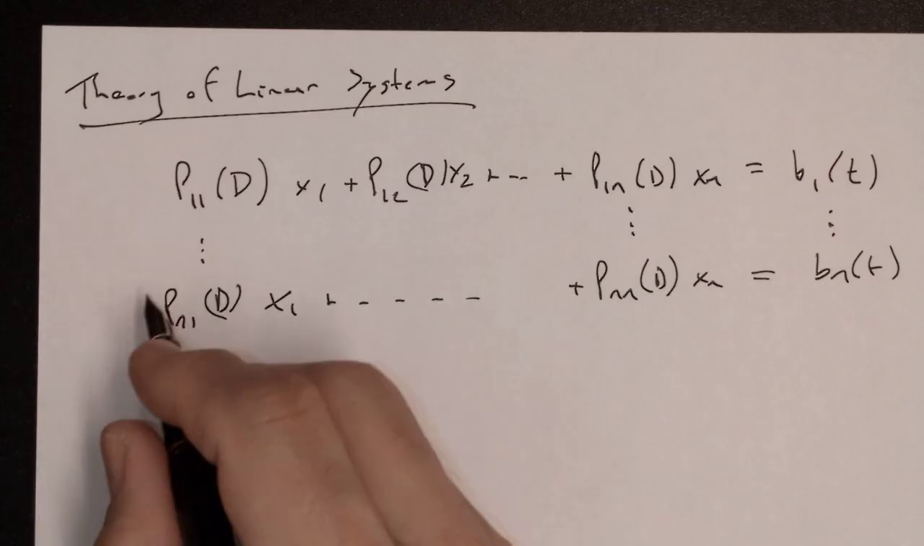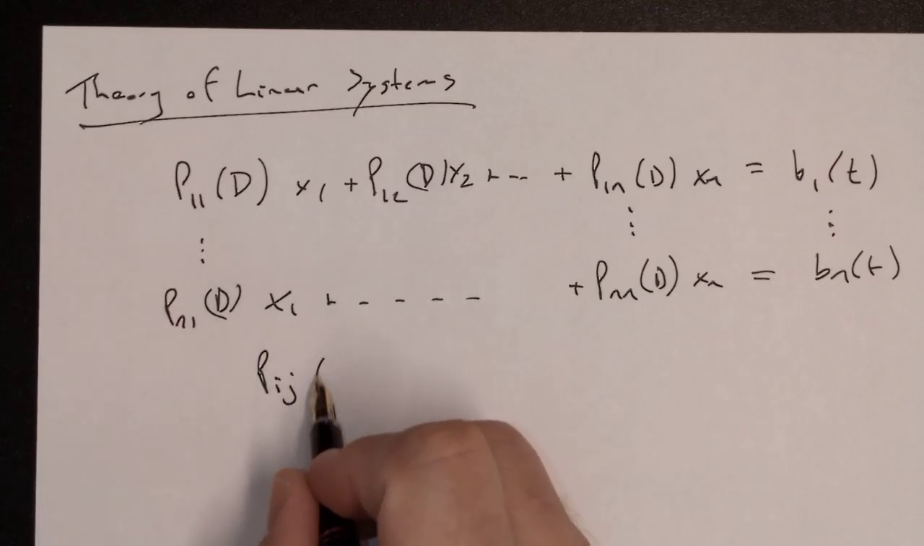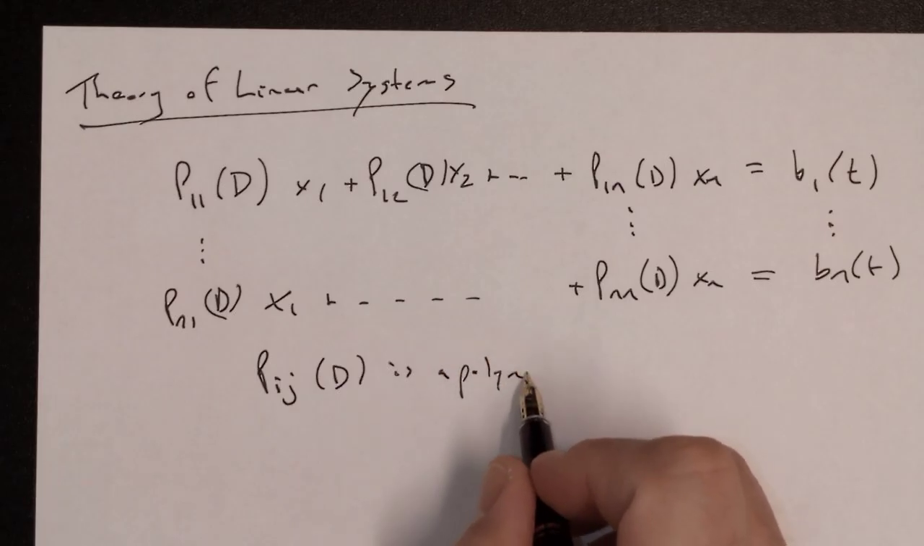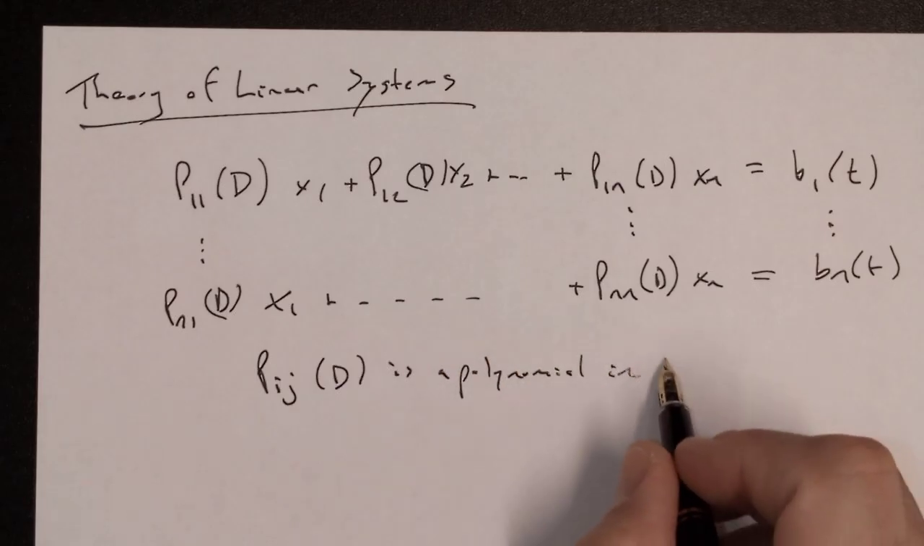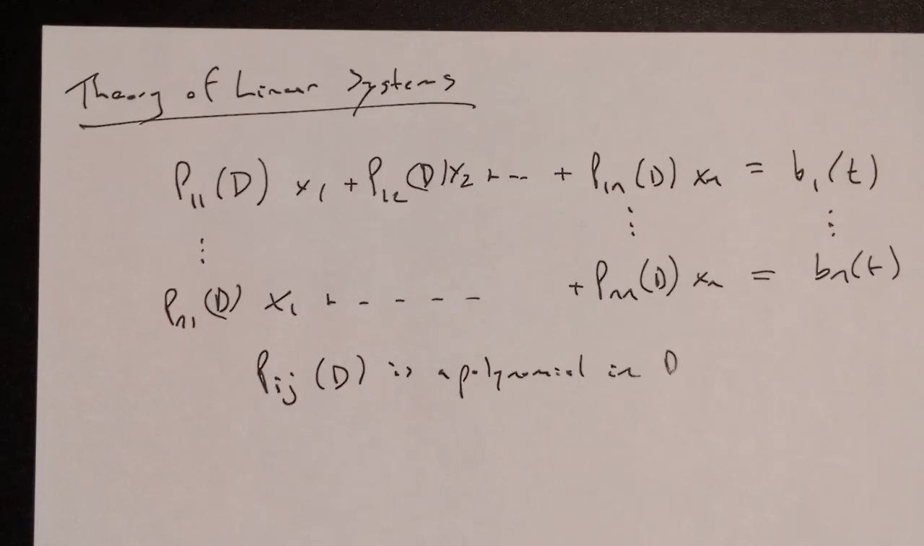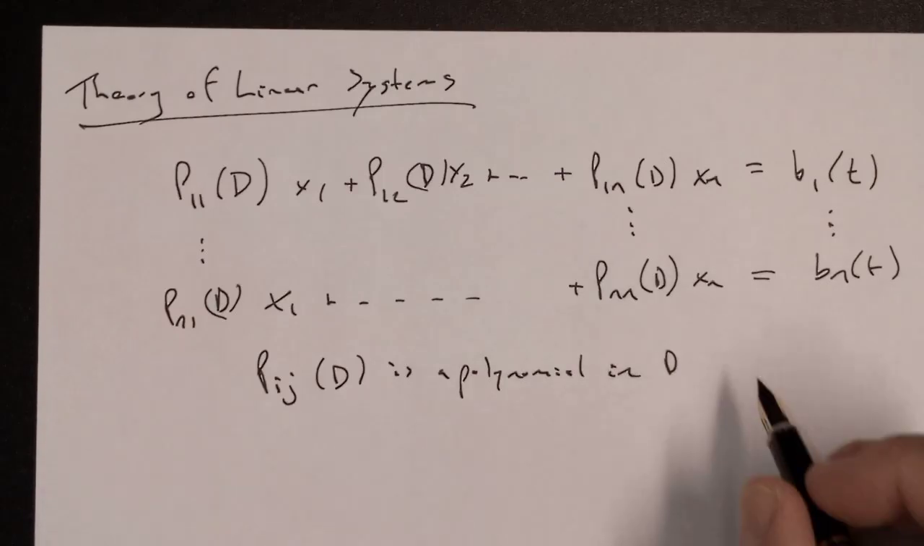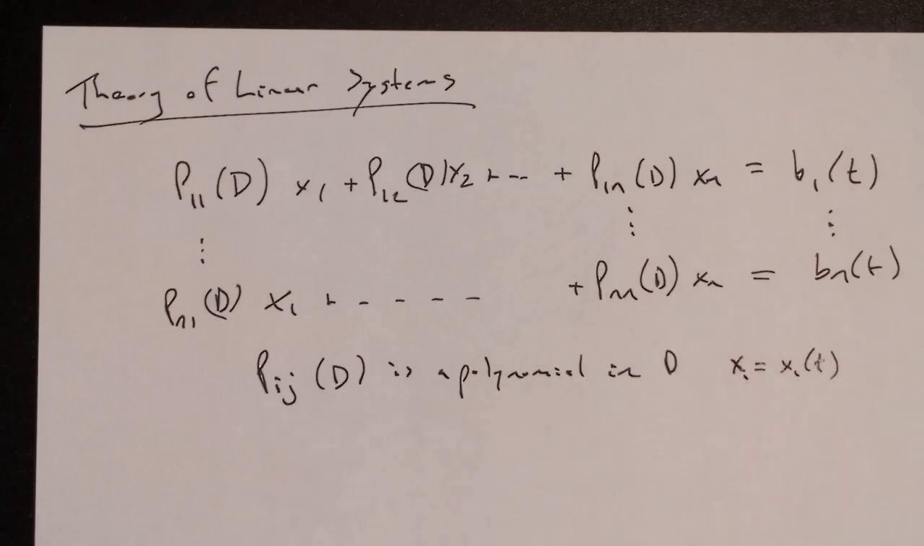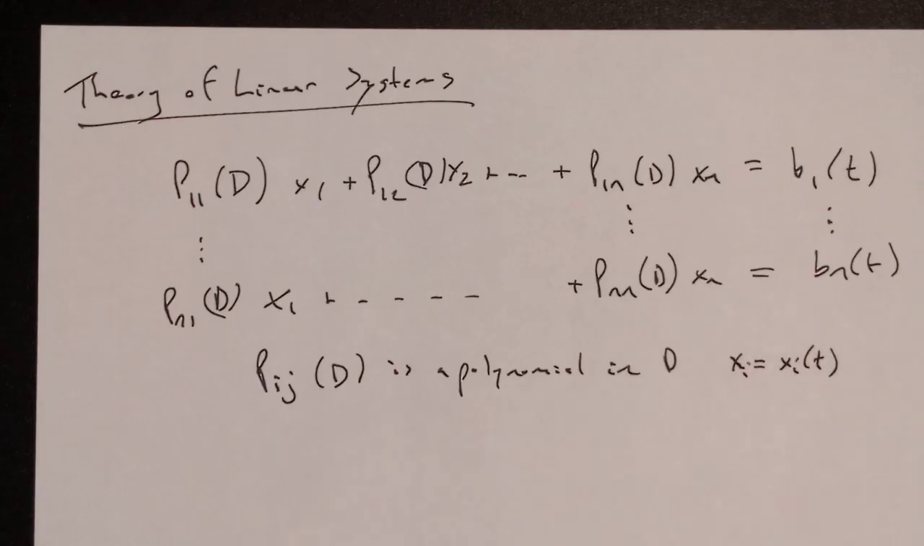And the p's here is a polynomial in the D, which is our differential operator. And our x1 is really x1 of t, and x2 and all the rest. And let's just say xi is xi of t. We had second derivatives and third derivatives and as many derivatives as we needed to do all of this.